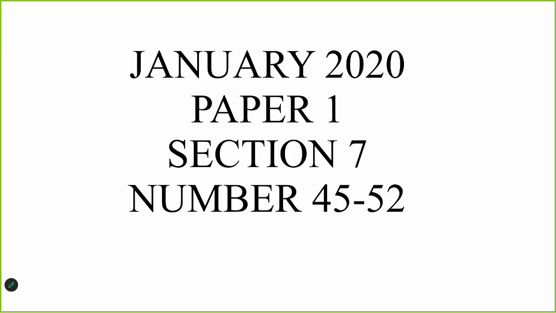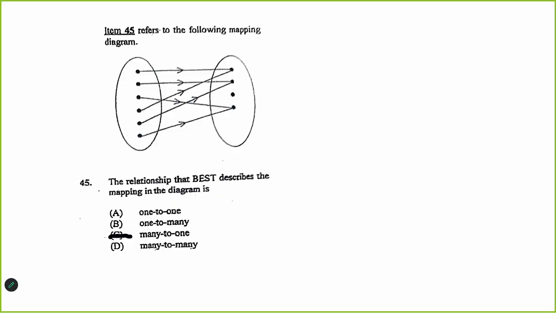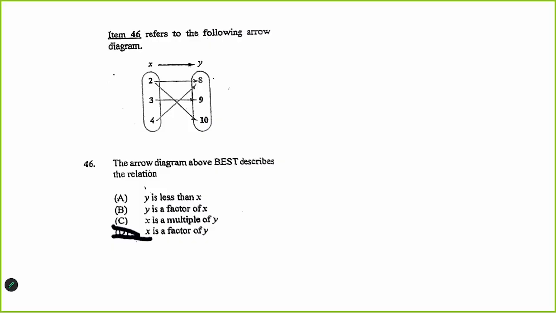January 2021. Let's look at January 2020. This is a many to one. Many arrows going to one value there. Right? This one, x is a factor of y. If you look at your x values, they would be factors of y. Because if we go at factors of 8, you'll get 1 and 8, 2 and 4. We have 2 and 4. Factors of 9 would be 1, 3 and 9. Factors of 10 is 1, 10, 2, 5. So you have 2 there. So you know that x is factors of y.